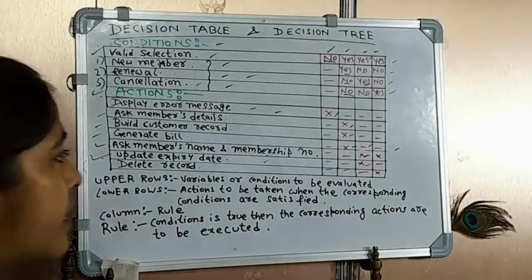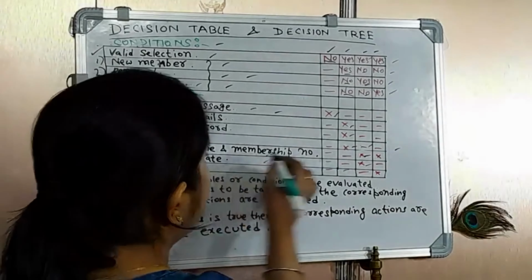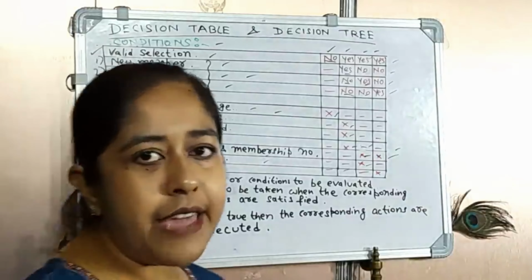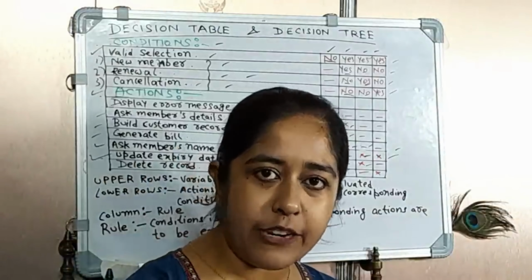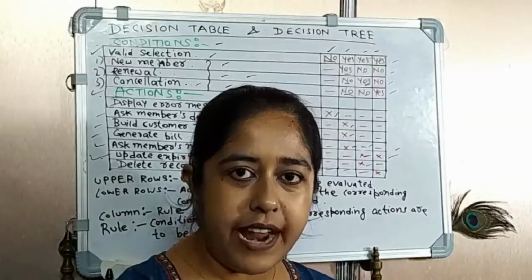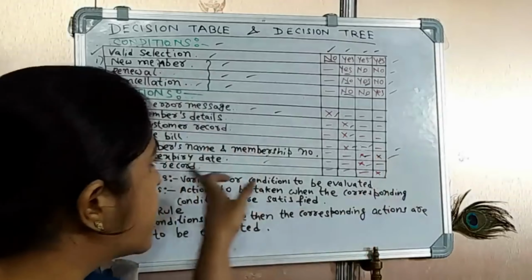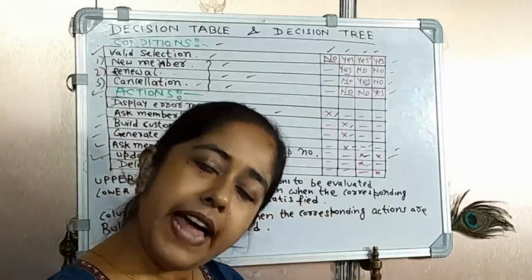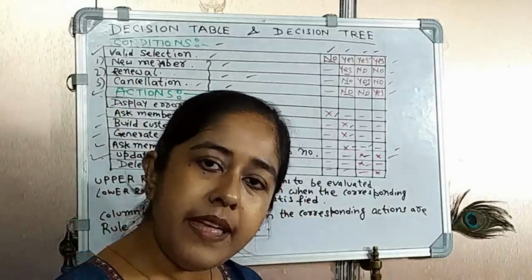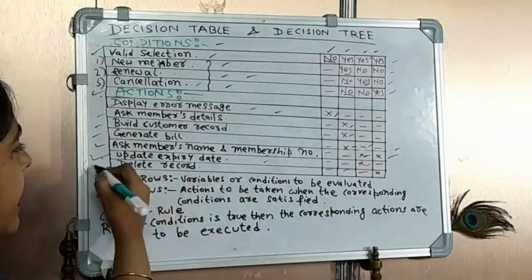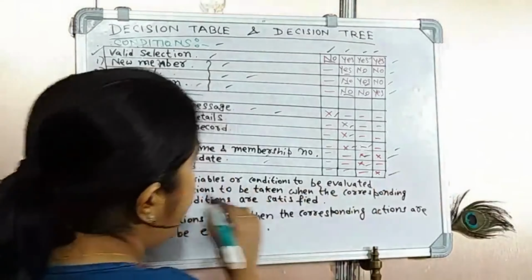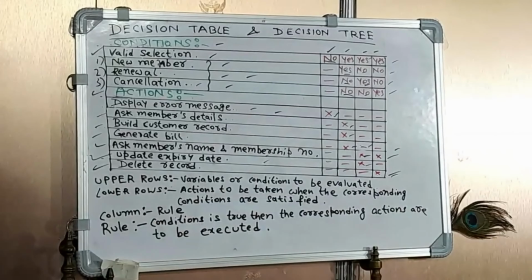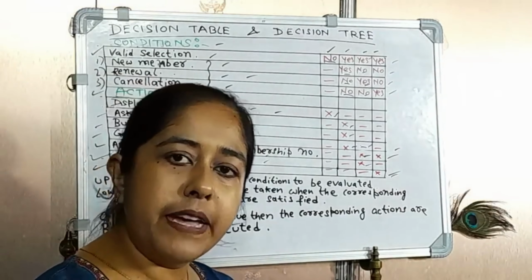Now for cancellation, what will they do? Again they will ask me my membership number and my name, since I have the library card, so that I can cancel it. They will ask me for the membership name and membership number. After giving that, they will delete my record. No update is done now; they will delete the record from the library management system, my software.